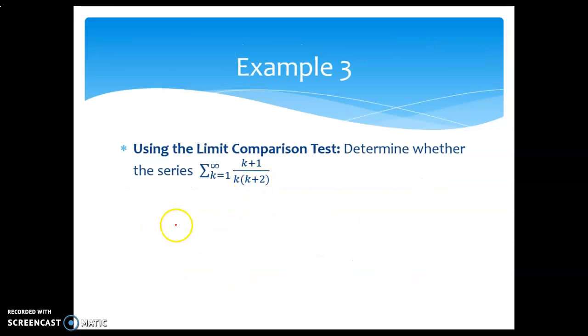So now we want to determine whether this series here diverges or converges. Using the limit comparison test, our biggest hurdle is to come up with b_n. We know our a_n is going to be equal to (n plus 1) over (n plus 2). First of all, (n plus 1) over (n plus 2) would always be less than 1.